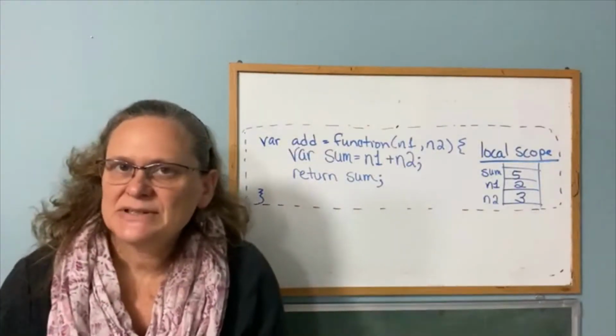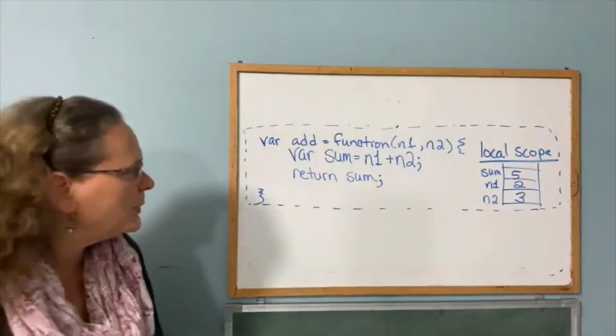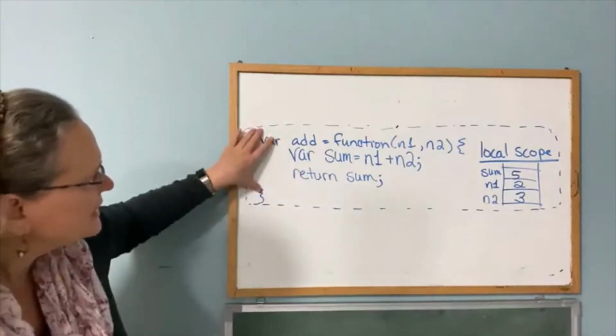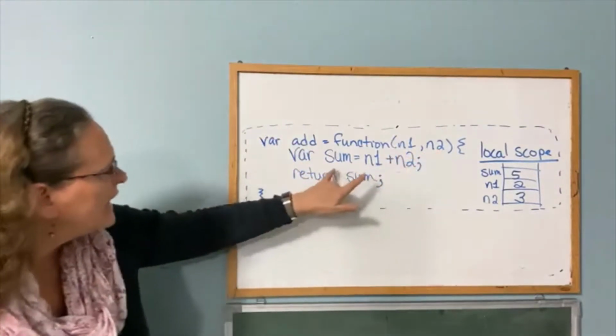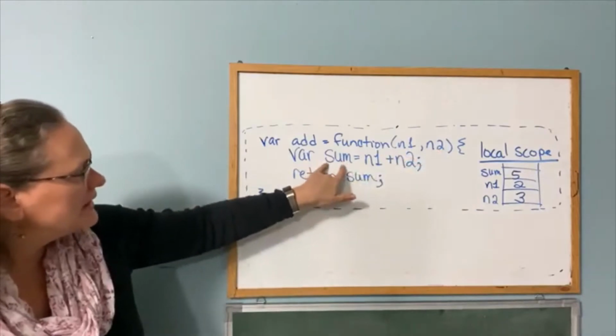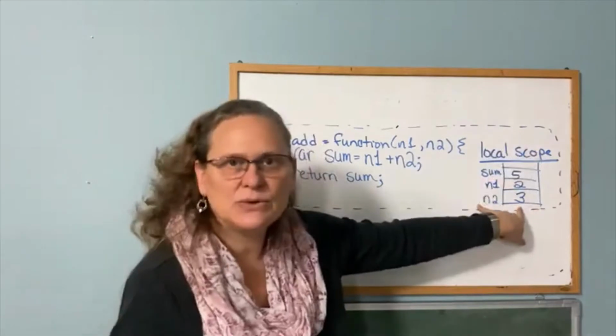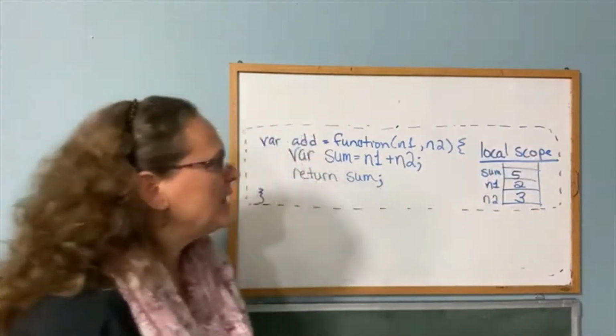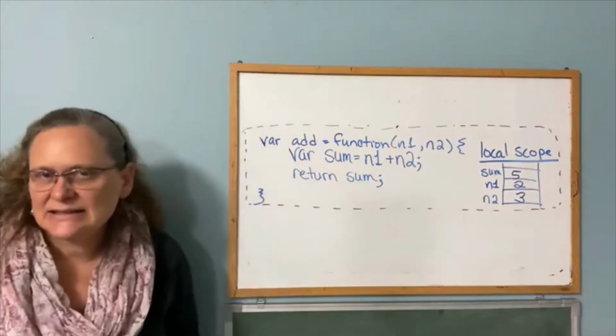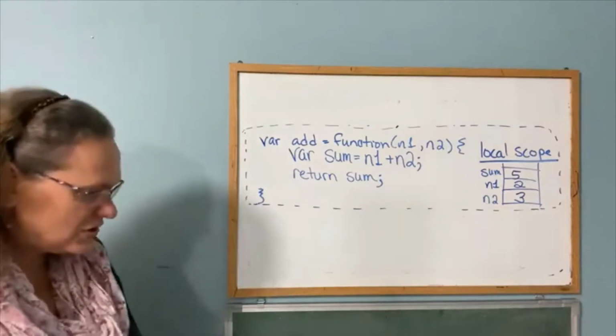Now, if you recall, we talked about local scope and how when you have a function, the parameters and the variables declared within that function have their own set of memory that we call local scope. The memory that is not inside that function is called global scope.